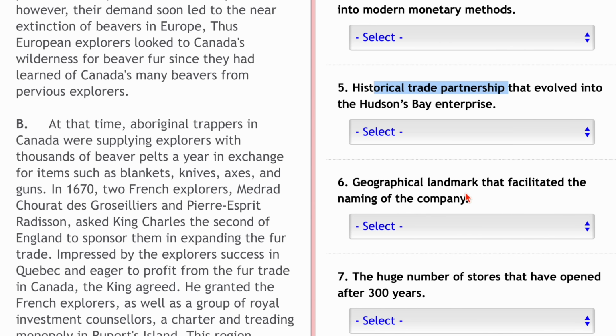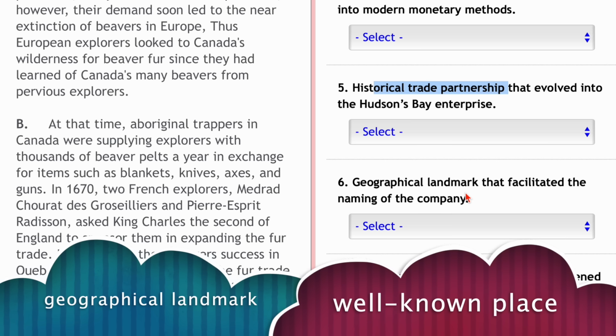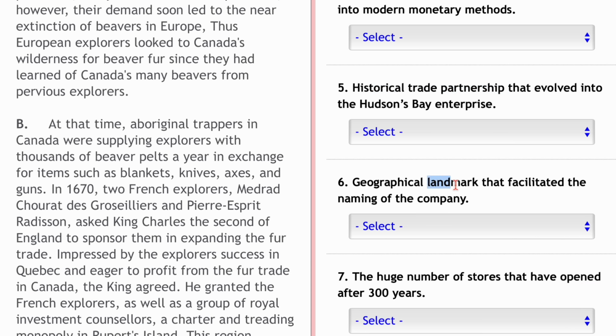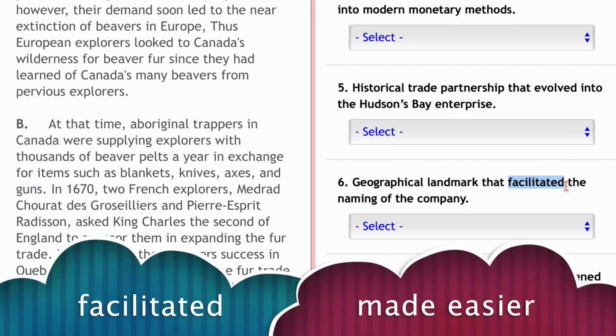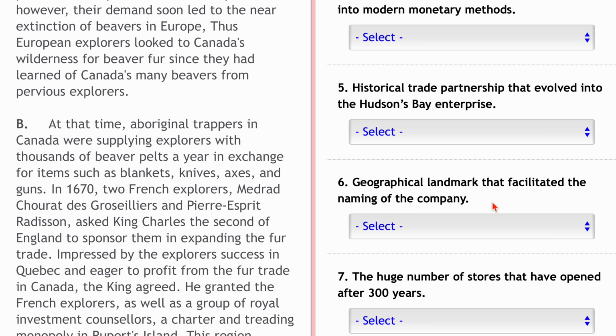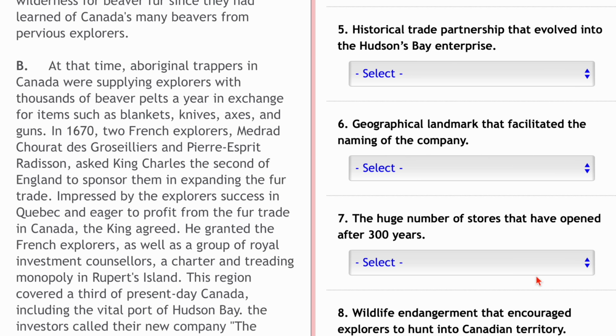So some place or a landmark is like a very maybe famous or well-known place in geographical terms, so about the geography, the land, which made it easy, the naming of the company. So some place where it's located made it easy to name the company. Did it talk about naming the company in A? No, right? 7, the huge number of stores that have opened after 300 years.